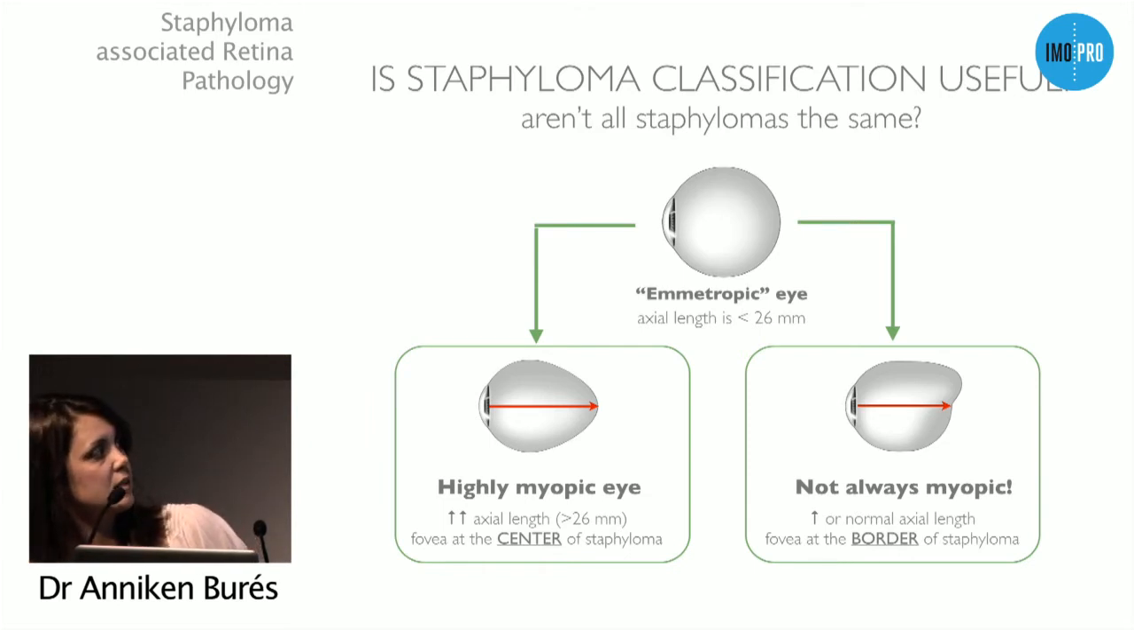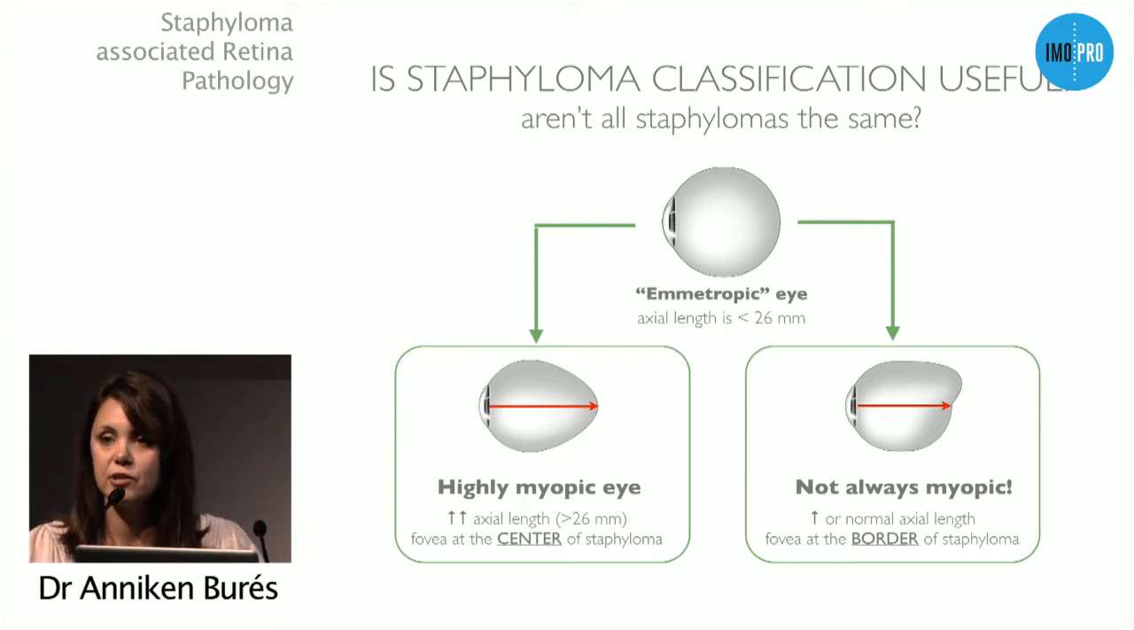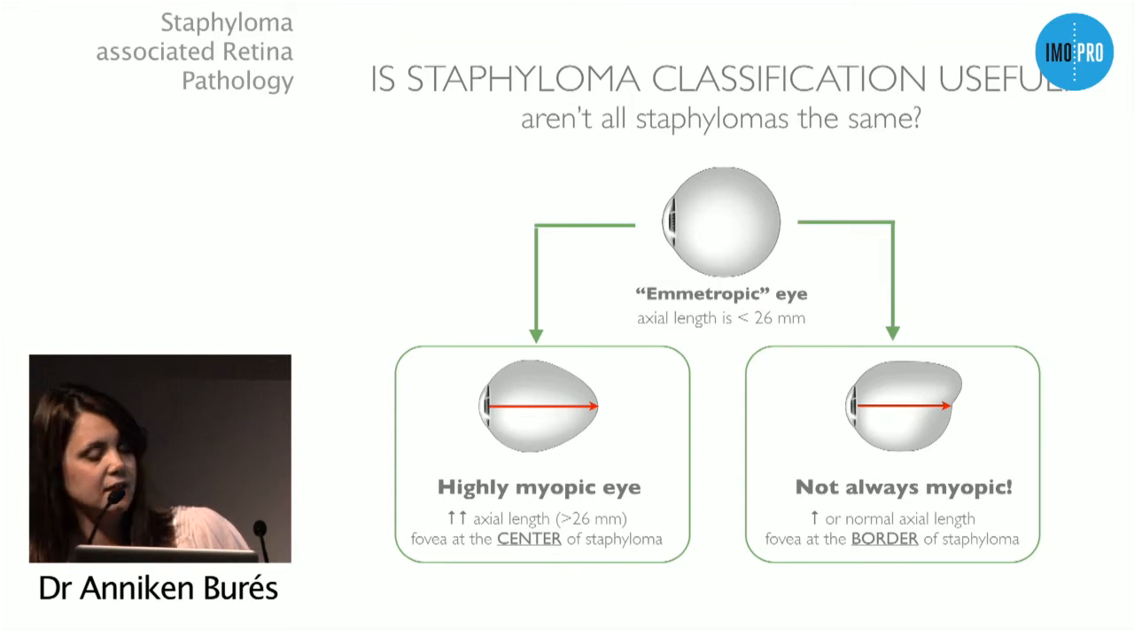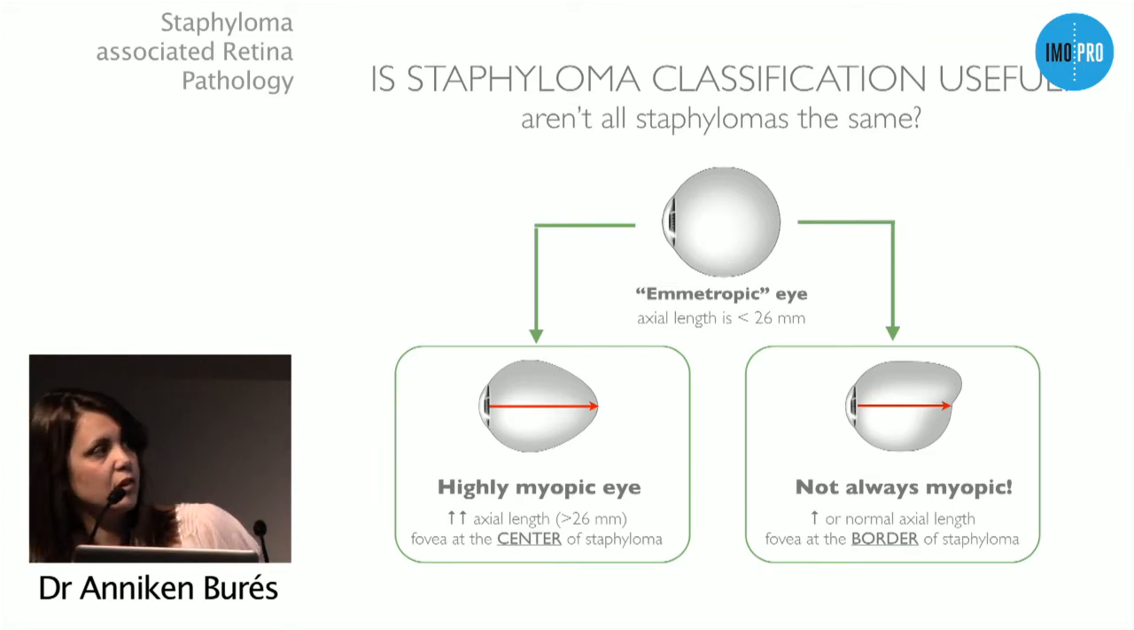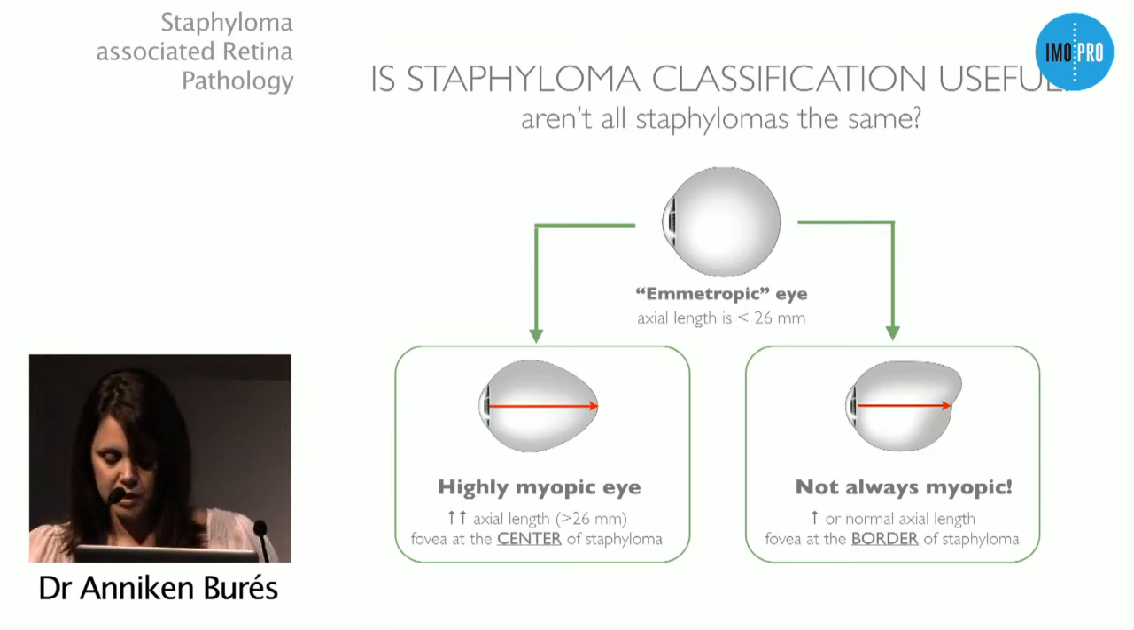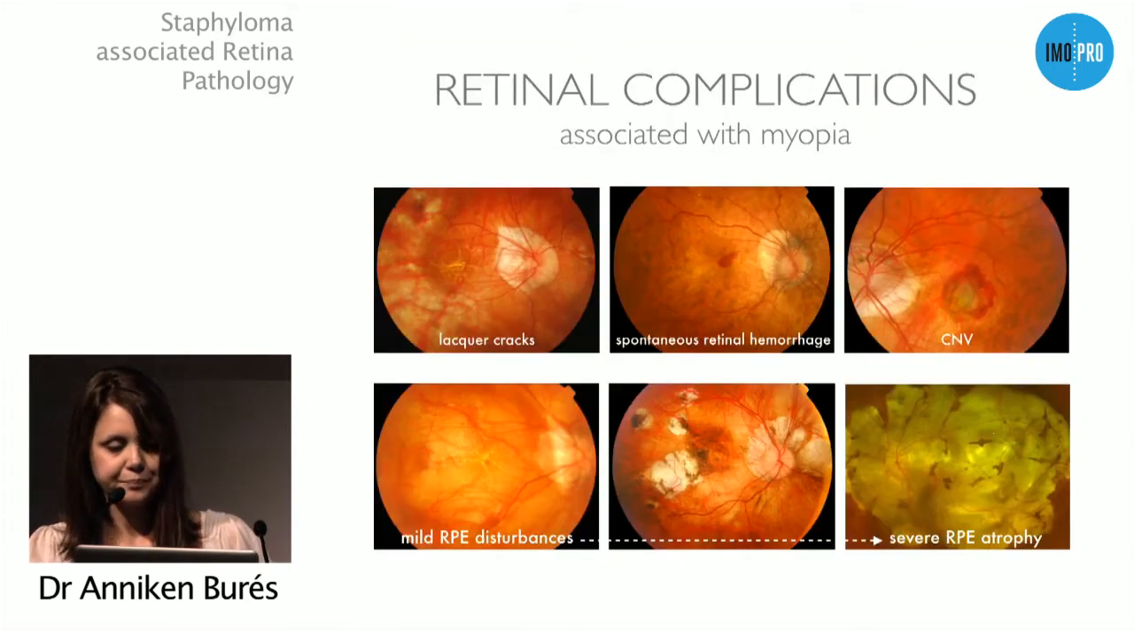In this first case, we have the typical symmetric cylindric elongation of the posterior eye wall, in which the fovea is at the center of the posterior staphyloma. These eyes are typically highly myopic because the axial length is very long. And this other staphyloma depicts another, more asymmetric staphyloma in which the fovea is not at the center of the staphyloma but rather at the border of the staphyloma. And these types of eyes can have normal or sometimes high axial lengths. So they are not always myopic.